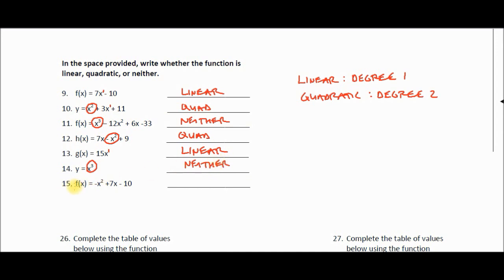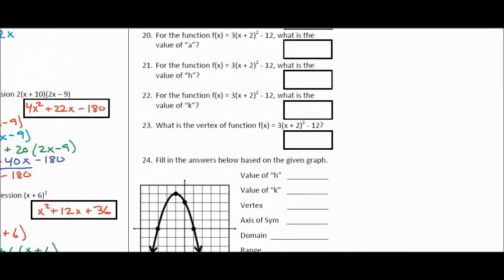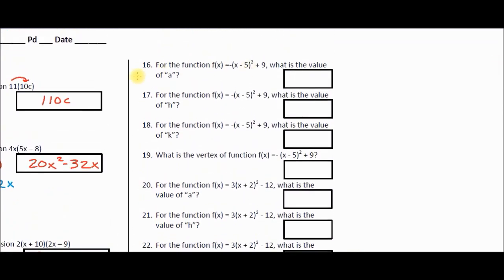And the last one, number 15, f of x is equal to negative x squared plus 7x minus 10. This 7x has an exponent of 1, but we do have a term with an exponent of 2. That means this is a quadratic. So that's the way you determine whether something is quadratic or linear. Let's move on to question number 16, if I can find it on this sheet. Here we go. These should go pretty quick.